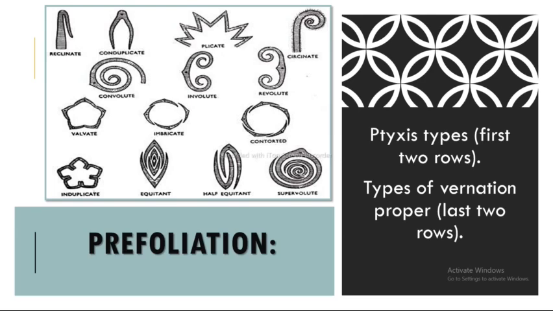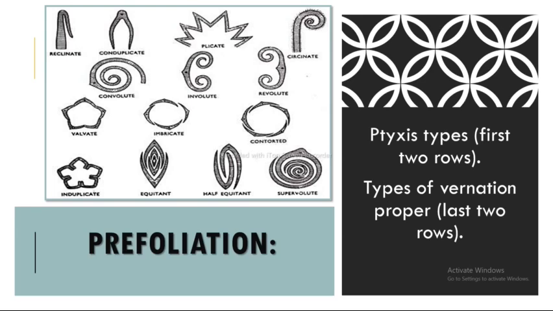And valvate vernation in plants is a type of the prefloration in plants where the margins of the floral organs, petals or sepals, are in contact with each other without overlapping in the floral bud. Examples of the valvate condition are sweet pea, garden pea, yellow wood, etc.